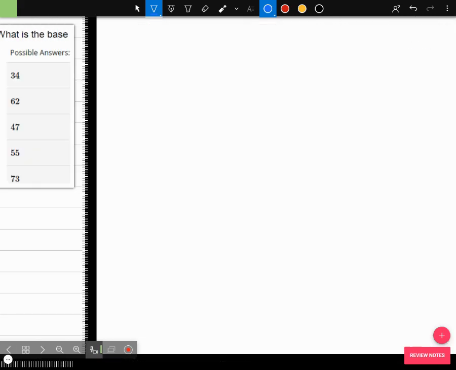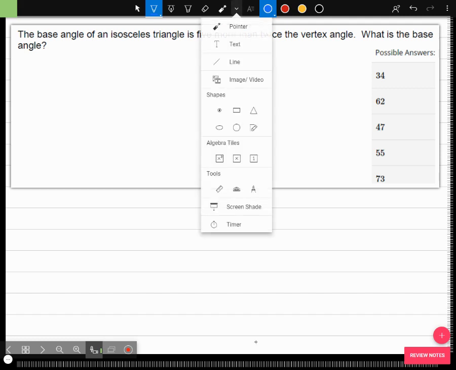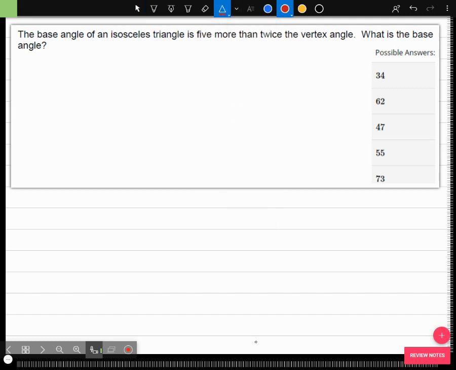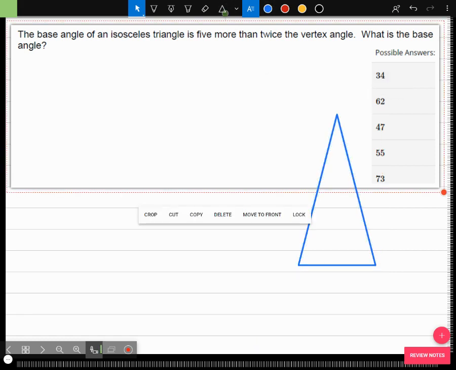Okay, let me take this question. The base angle of an isosceles triangle is 5 more than twice the vertex angle. Oh, it looks difficult, but it is not. First of all, let me draw a triangle. Okay. So this triangle is an isosceles triangle.